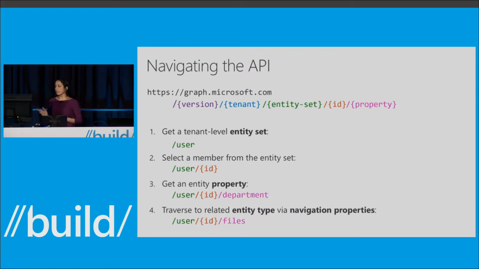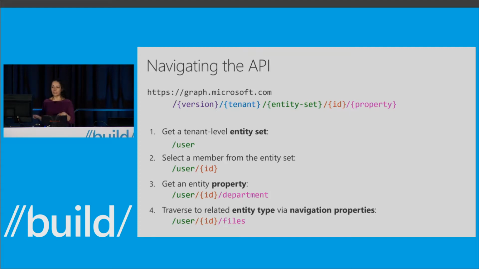As I showed in the demos, you have the host, which is graph.microsoft.com. There is a version on the URL. Right now we are in preview, so we have the beta version. Then comes the tenant, which is the Office 365 tenant customer, that domain. And then come the entity sets. The entity sets define the tenant-level resource collections, like users, groups, applications, devices, and so forth. And then once you are in the collection, you can reference a member by the ID.